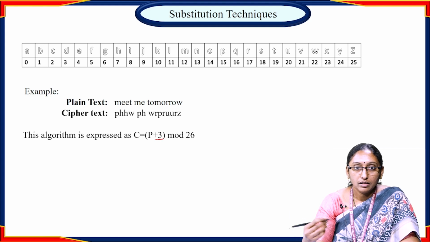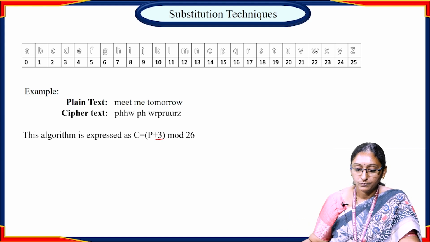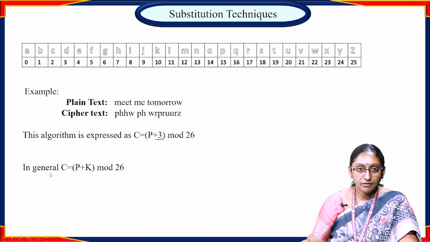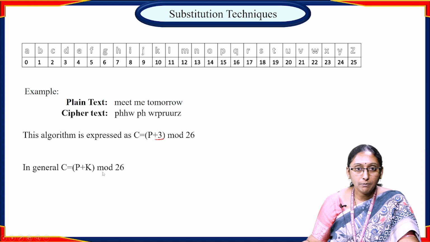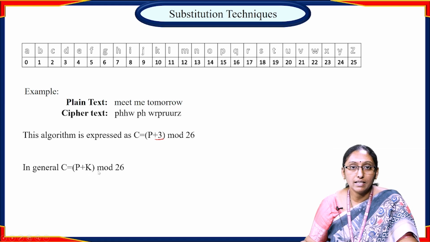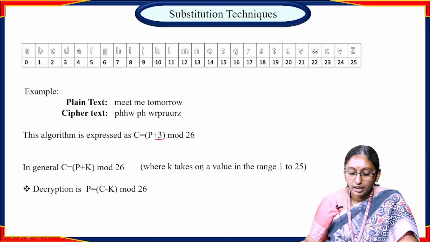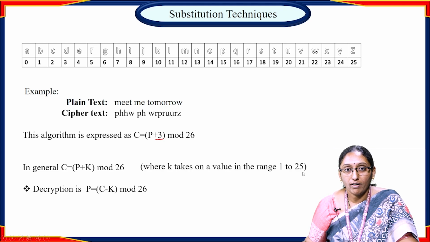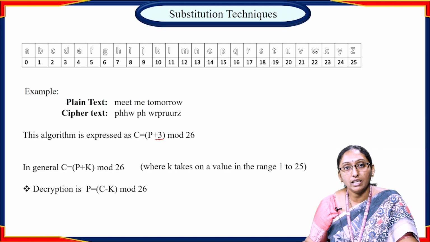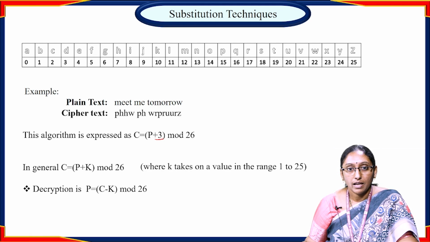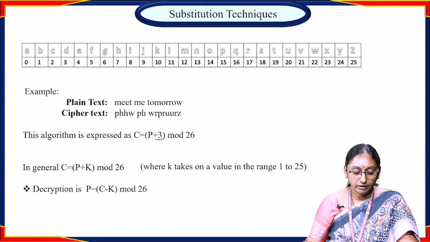So that it is generalized to K. So the ciphertext C equals plain text letter P plus the key value. Here it is a user choice. It is not fixed to 3. Here the K value is between 1 to 25. The range of the K value is 1 to 25. The user can choose the K value as any number between 1 to 25.